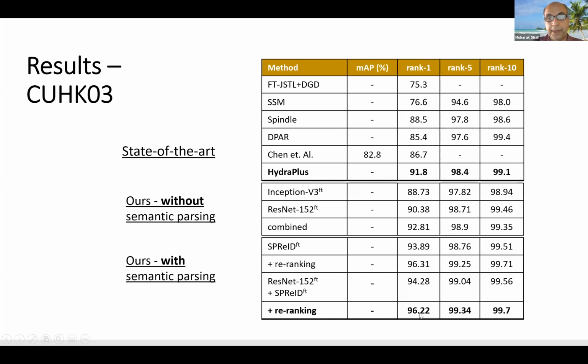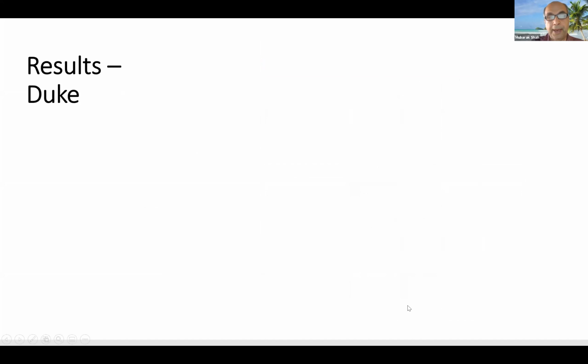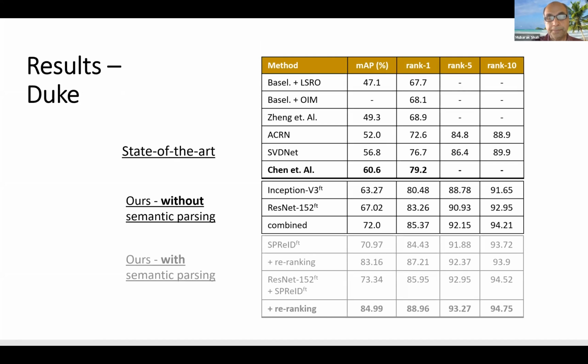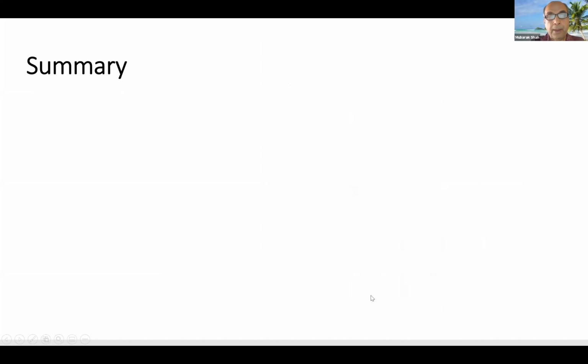Same idea for the Hong Kong dataset. Again, we get pretty good improvement. And also for the Duke one, as you see here, from 60 to 84%.